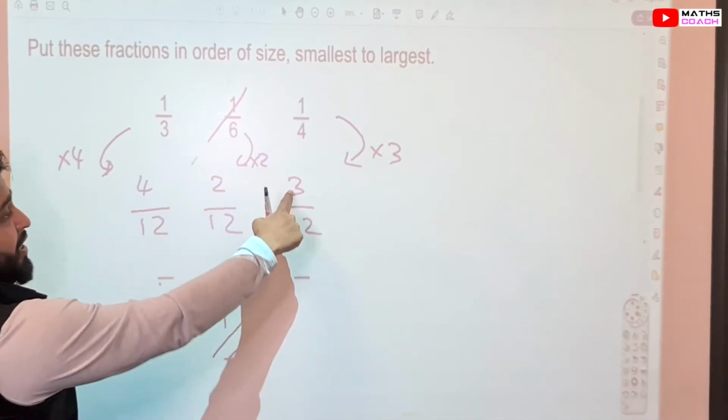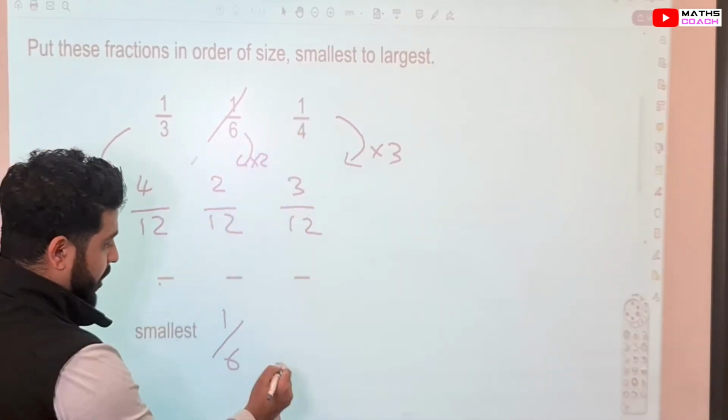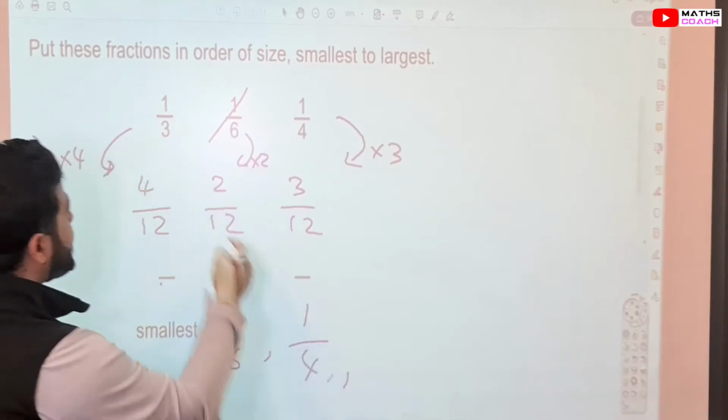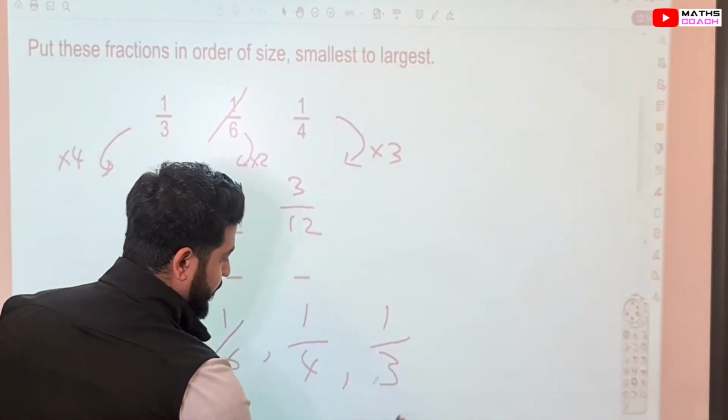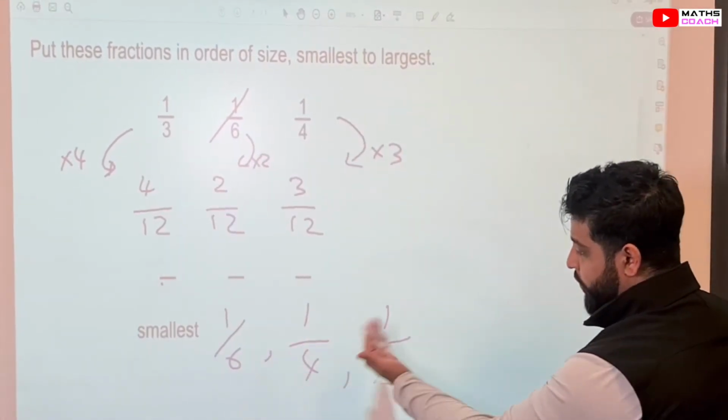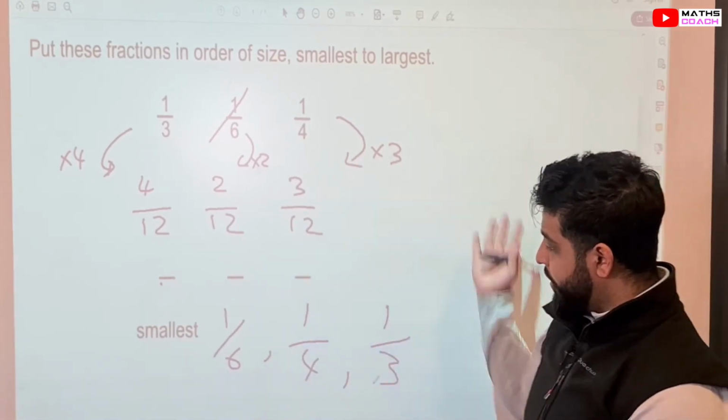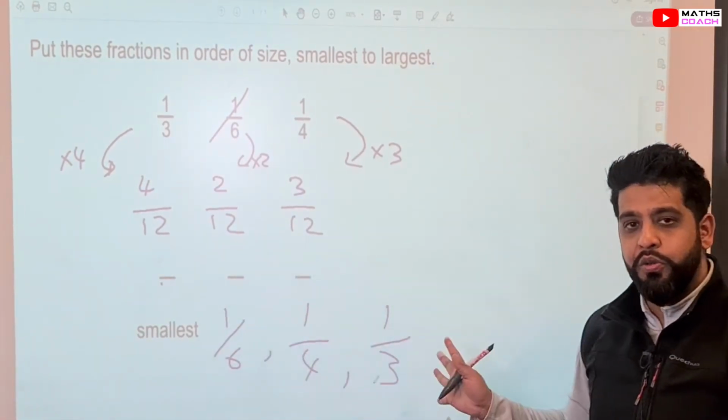The next smallest is 3 over 12. So therefore 1 over 4 would go down here next. And the last one is going to be 1 over 3. So there you have it. 1 over 6, 1 over 4, 1 over 3 is the ordering of our fractions from smallest to the largest.